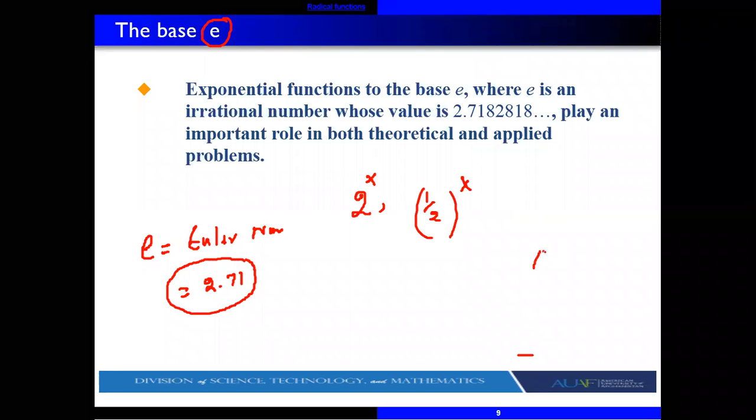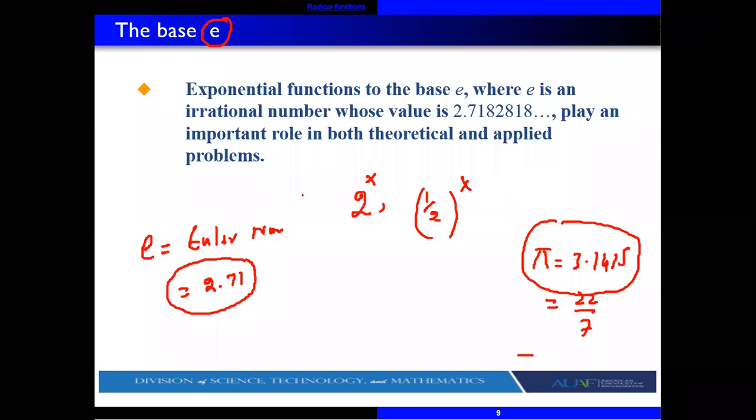It's like pi. You know pi, it's a constant number, and the value of pi is 3.1415, or you can write pi in the form of 22 over 7. Pi has a fixed value. Same, e is a fixed number, a constant number. It's called Euler number, and e is equal to 2.71.